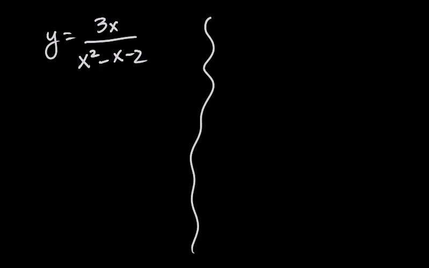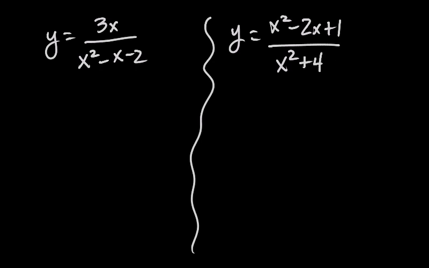Let's look at two problems that are a little bit more involved. They would be these ones. Y equals 3x over x squared minus x minus 2. And then let's do another one. Y equals x squared minus 2x plus 1 over x squared plus 4x.